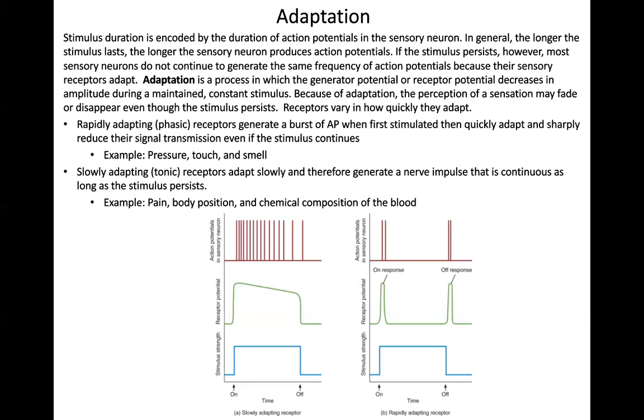Adaptation is a process in which the generator potential or receptor potential decreases in amplitude despite being in a maintained constant stimulus. This is what can cause a sensation to fade or disappear, even though the stimulus persists. Just a second ago, I told you to hold on to your pencil. Had I told you to do it 10 minutes ago, or sometimes I have students stick it behind their ear, as we go on teaching, you might forget that the pencil is in your hand or behind your ear.